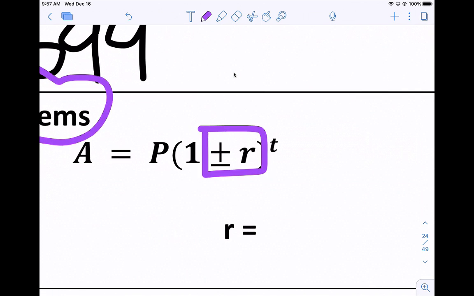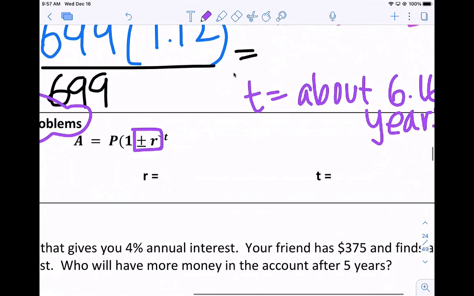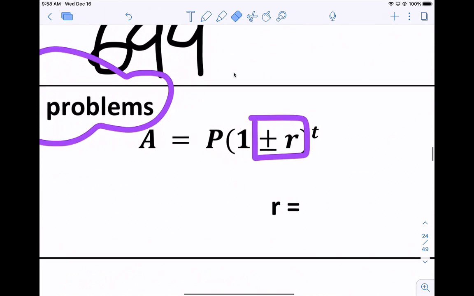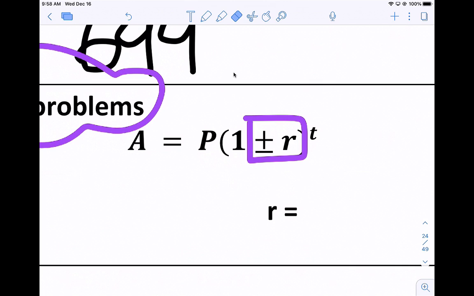So when we're doubling something, it's like y equals our starting value times 2 to the t. If we're tripling it, it's times 3 to the t. So this is your interest rate. When your interest rate's a decimal, you're going to change it to a percent, and you're going to either add it to 1 if it's increasing per year, or subtract it from 1 if it's decreasing per year. So those are the steps.